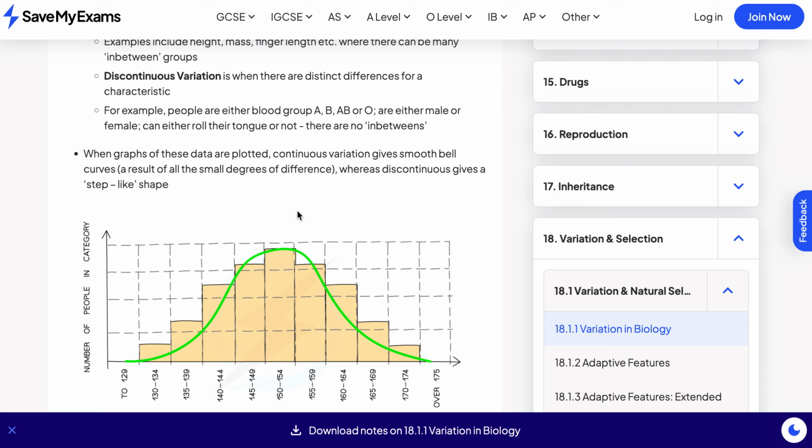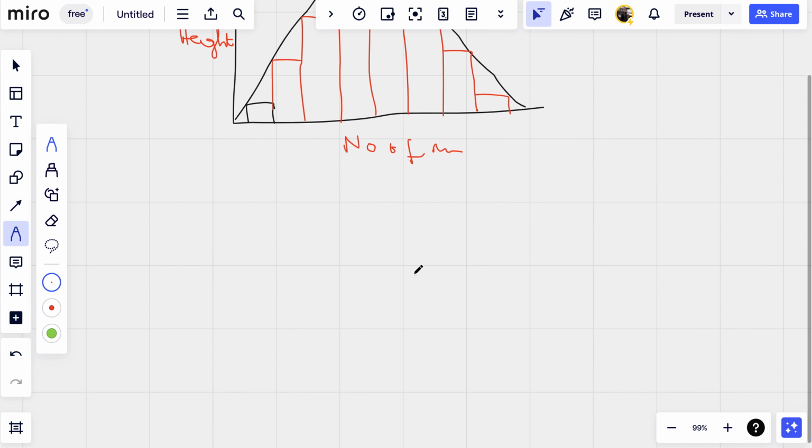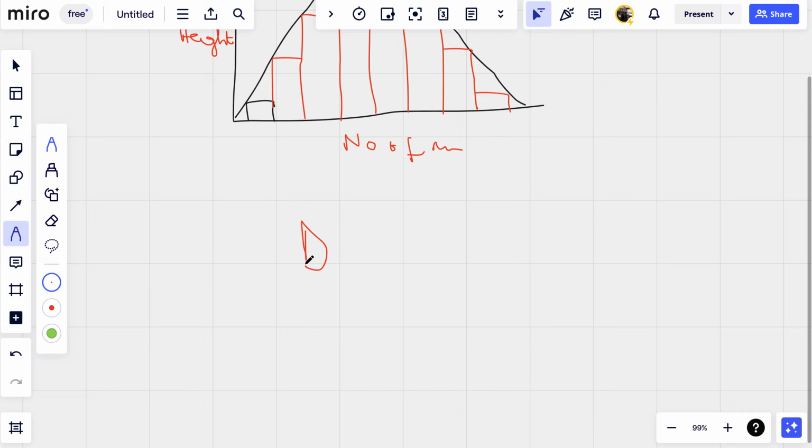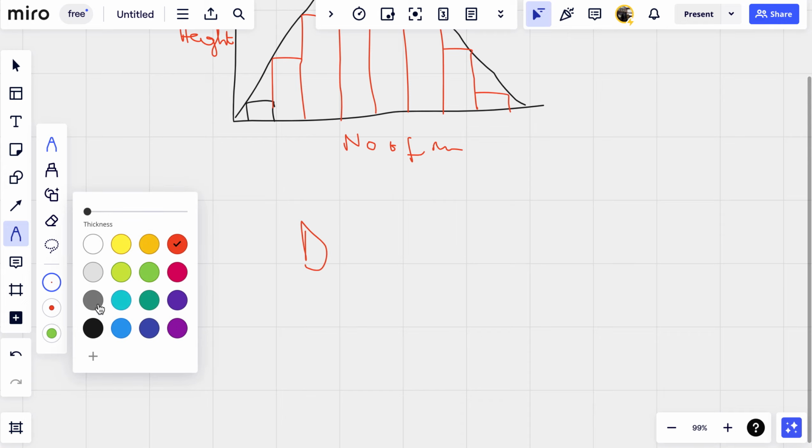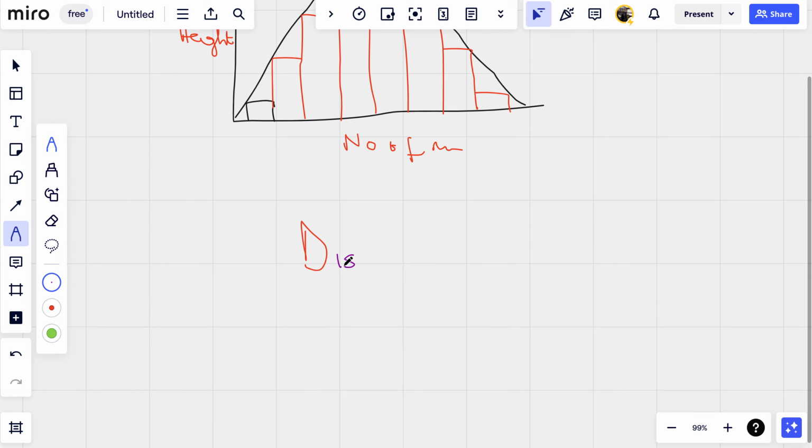A good example is blood group. Blood group is an example of discontinuous variation. So when we go to discontinuous, a very good example is the blood group. Even if we are organisms of the same species, for example human beings, we have different blood groups. Even if we have the same father and the same mother, we have different blood groups.